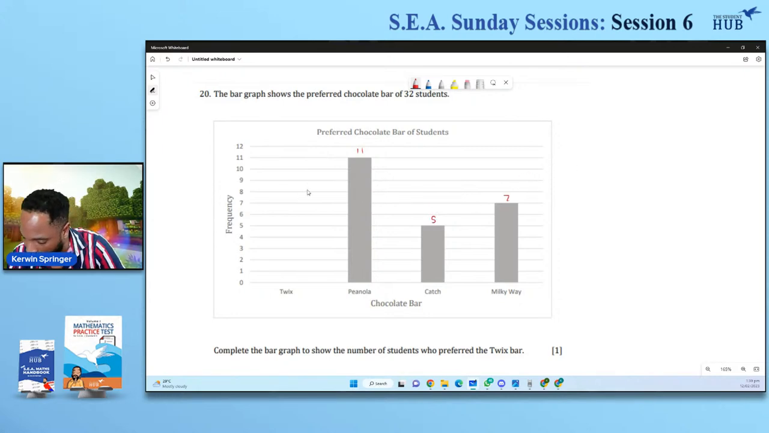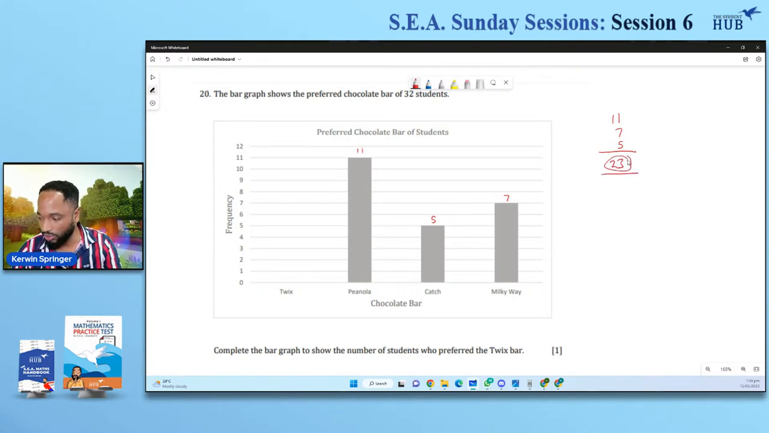Seven is, what is that, Milky Way? Milky Way and Catch is a good thing, though. 11, 7, and 5. That looks like a familiar thing to add up. 7 and 5 is 12, because this is one more than 6 and this is one less than 6. I know 7 and 5 is 12 all the time. So this is 12 and 11. And 12 and 12 is 24, so 12 and 11 must be 23. So that's why I would add that up quickly in my mind.